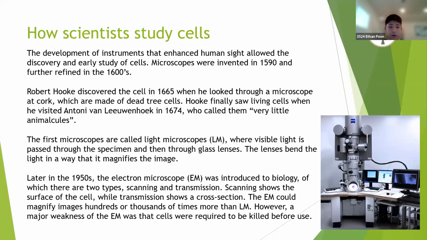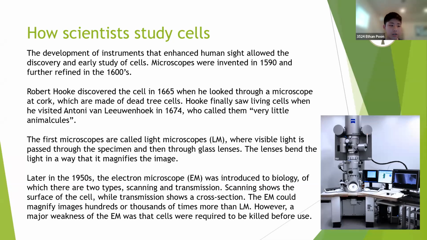So this guy called Robert Hooke discovered the cell in 1665 when he looked through a microscope at cork. So like the cork from a wine bottle, which is made of dead tree cells. He didn't see living cells until he visited Antony von Leeuwenhoek, which I'm pretty sure I butchered the pronunciation of, in 1674. And he called them very little animalcules.